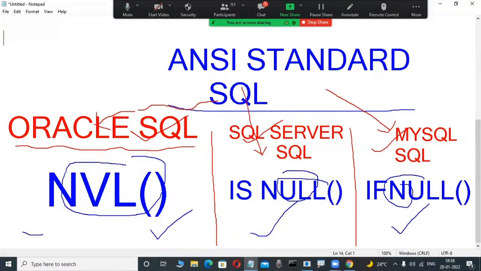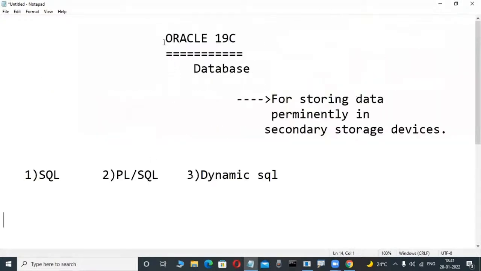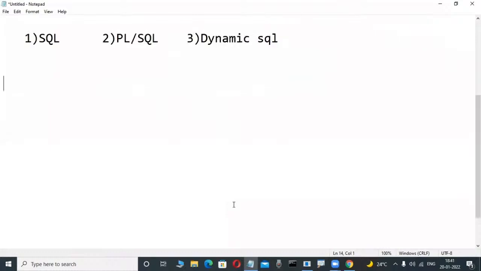Suppose there is a function, months_between, that exists only in Oracle SQL. Can I use the same function in SQL Server? No, there is a date difference function instead. There is another function. That's why, always, what we are learning here is that SQL is an ANSI standard language.